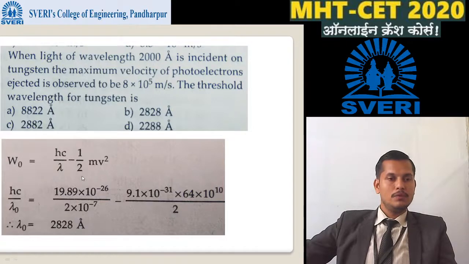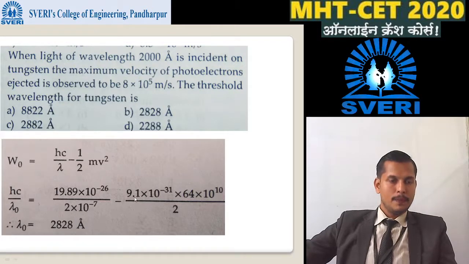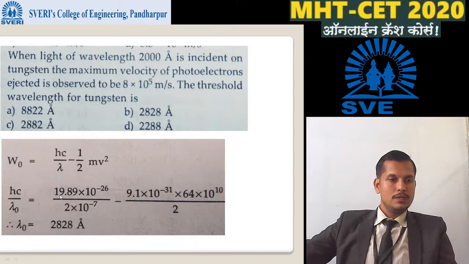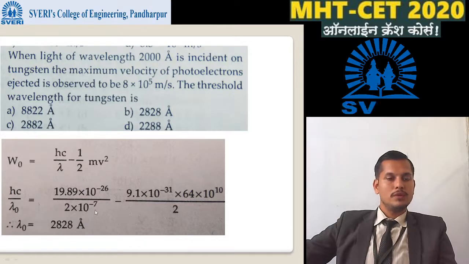We know the equation, after adjusting, we write W is equal to hc by lambda minus 1/2 mv square. From the photoelectric equation we are determining hc by lambda 0, which we have adjusted here, and after putting these values we can get the answer for lambda 0, that is 2828 angstrom.